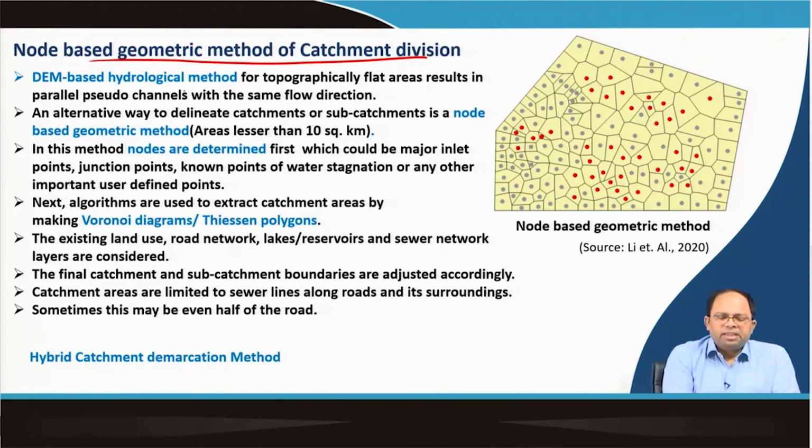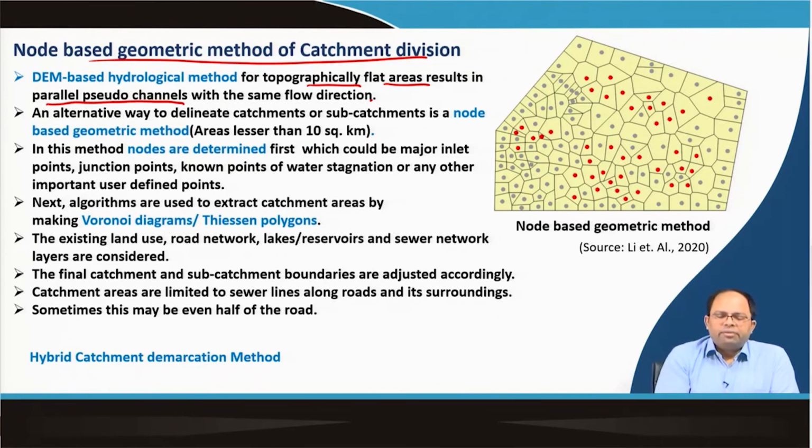So, DEM based hydrological methods are based on the topography of that particular area, and because these are flat, in case of flat areas like urban areas, this results in a lot of parallel pseudo channels. Even though those flows are not available, you will see a lot of parallel pseudo channels develop when you do the analysis that we have just done earlier using GIS and DEM. So, that will lead to wrong results or wrong kind of flow patterns for a particular urban catchment.